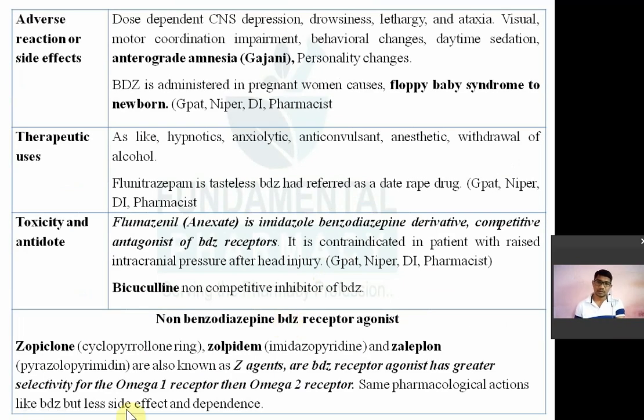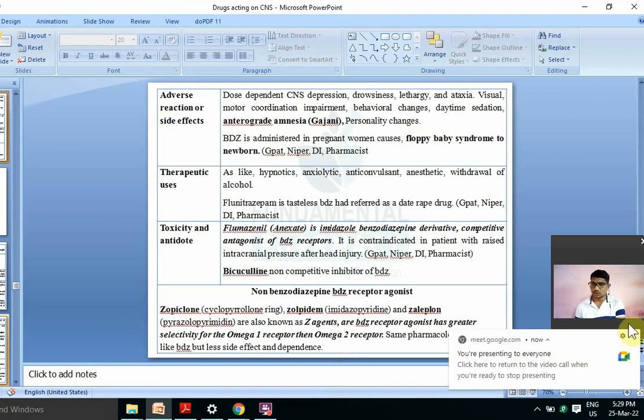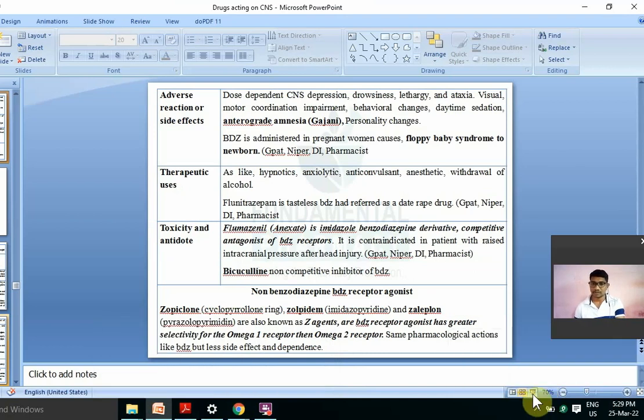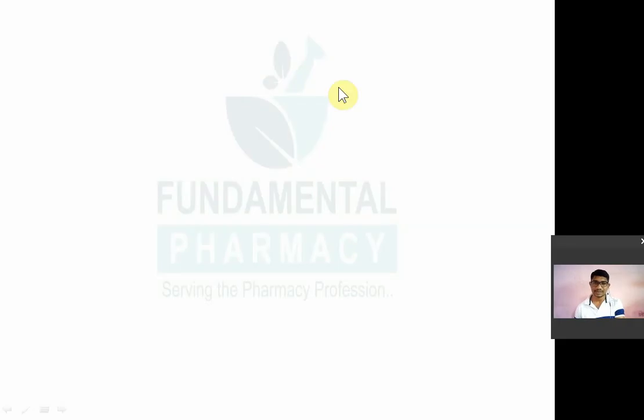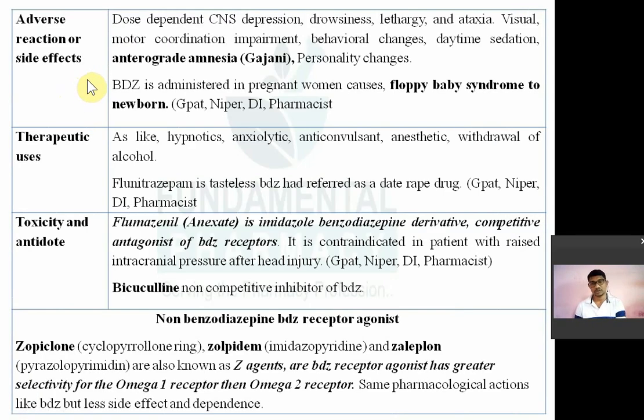Adverse reactions of benzodiazepines. They will cause a dose-dependent CNS depression. In smaller doses, they act as an anxiolytic. If you increase the dose, they can act as a sedative. If you increase the dose further, they can act as a hypnotic. And if you still increase the dose, they can act as an anesthetic.